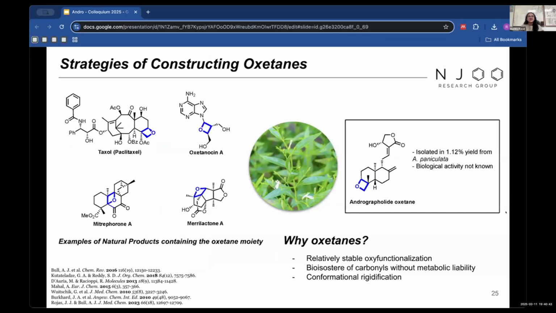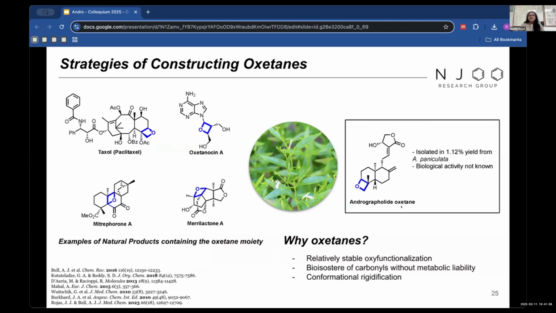Okay, the next part of our study involves synthesizing this moiety on Andrographolide, a product that has been isolated from a very small portion of the plant Andrographis paniculata. This material contains the oxetane moiety highlighted on the right, and its biological activity has not been studied in depth before, noting that it is quite challenging to construct synthetically.